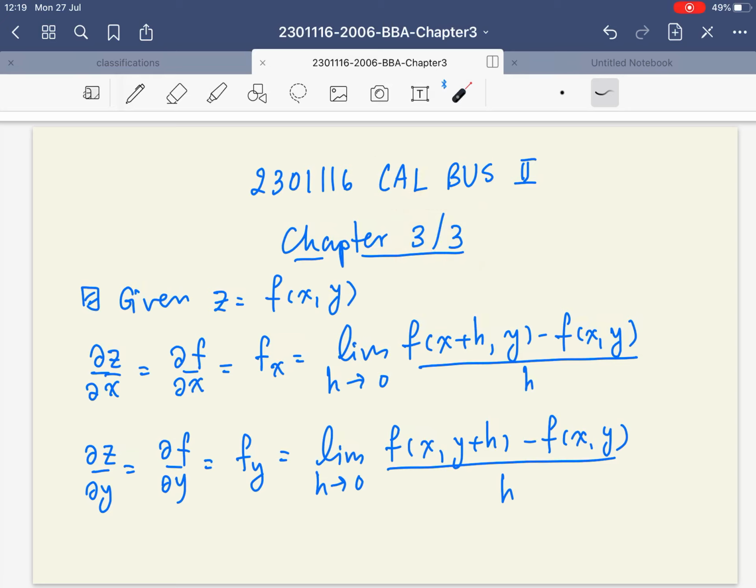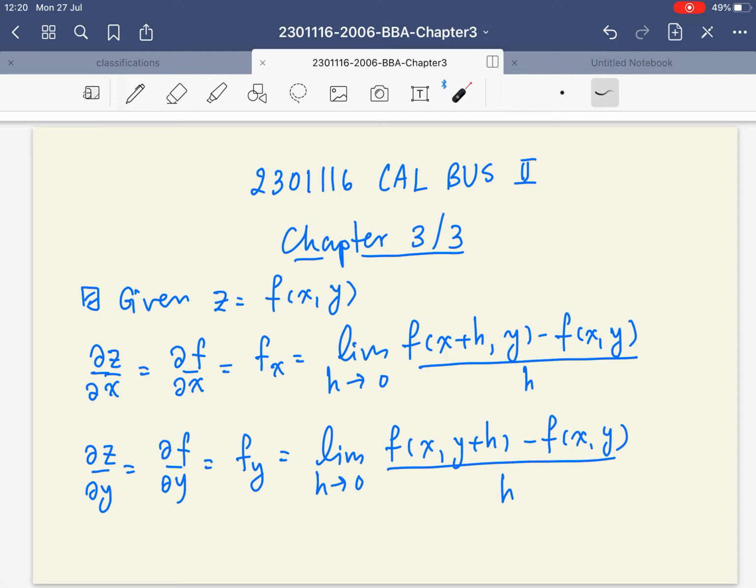Okay, previously what you have learned is about functions of two or more variables. Given such a function, you can find a partial derivative with respect to each of the variables. For example, for a partial derivative with respect to x, you may use the notation dz by dx or df by dx, but instead of a straight d you use a curved one to indicate that your function depends on more than one variable.